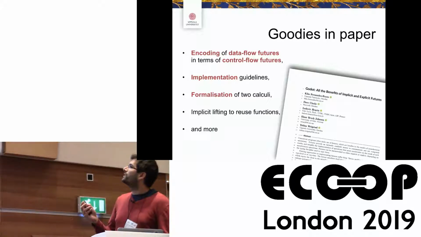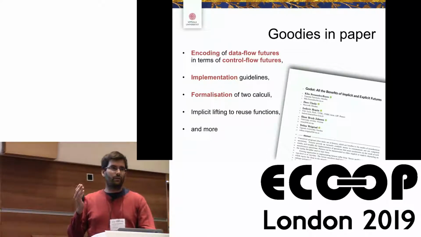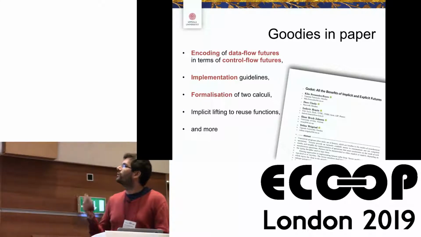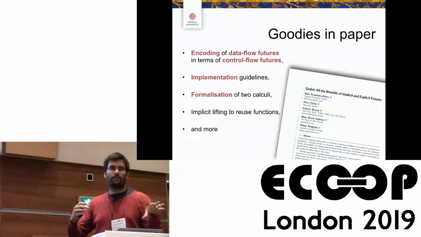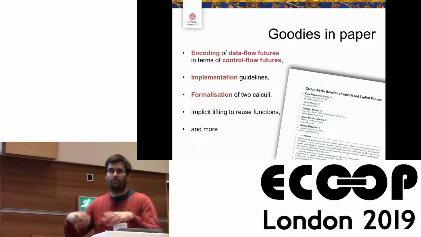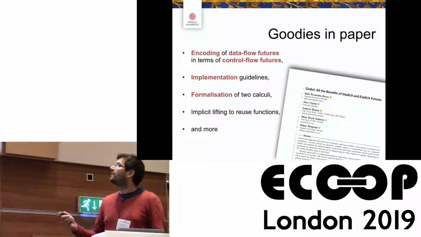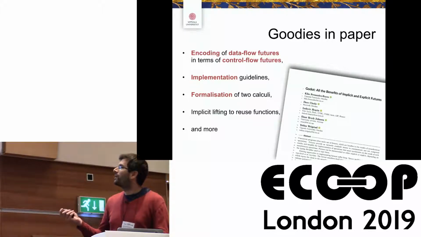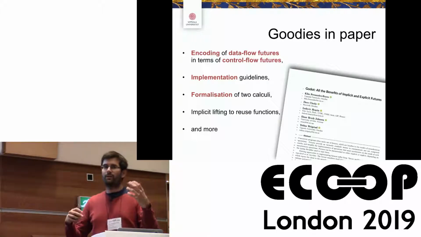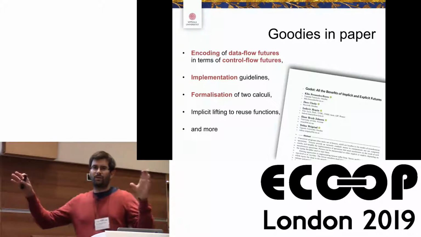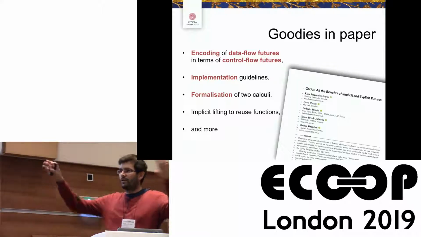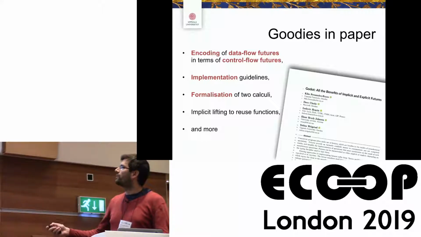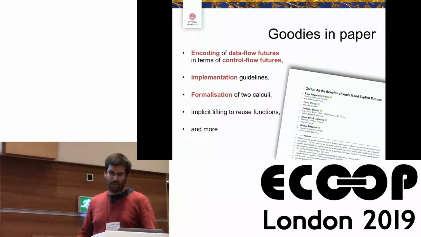Now, there are more goodies in the paper, as I said. We have the encodings of data flow futures in terms of control flow futures, but we also have the opposite. If you are from Java, we tell you how to create the data flow computations. There are implementation guidelines. We have the artifact, a formalization of both calculi. So again, the one that you start with, Java, and then the one that you start with the other data flow future language, how you can add them. We also have some other things that I'm not able to cover in 70 minutes.